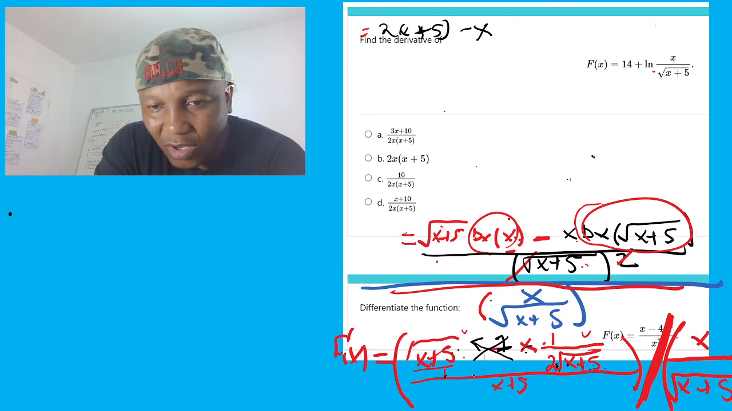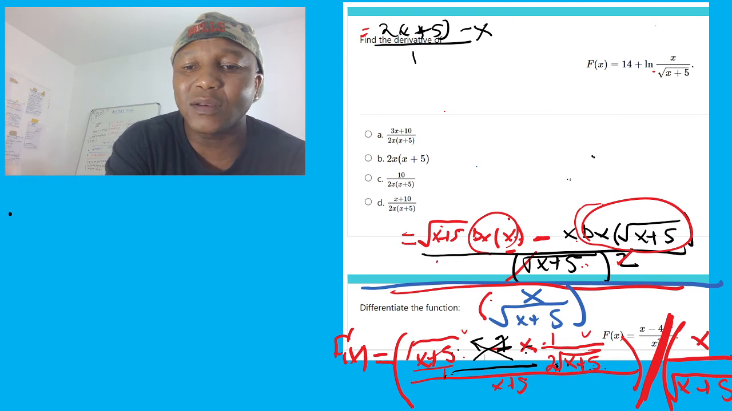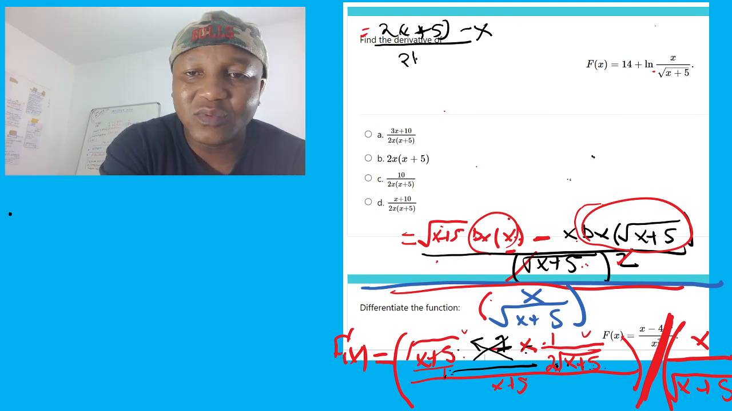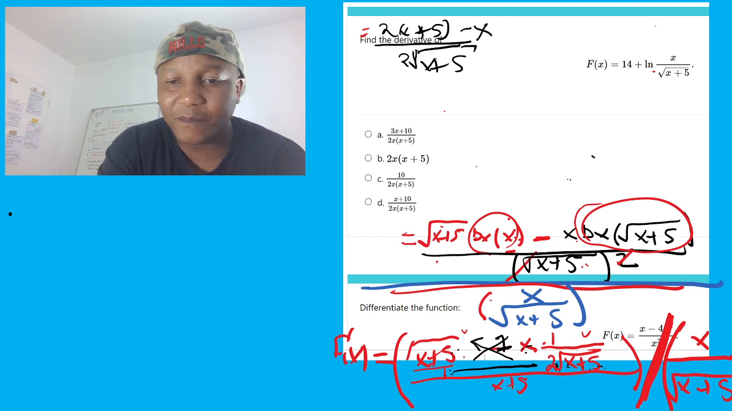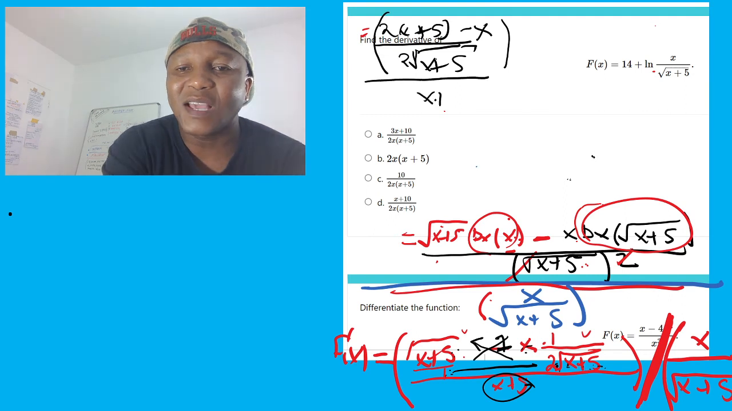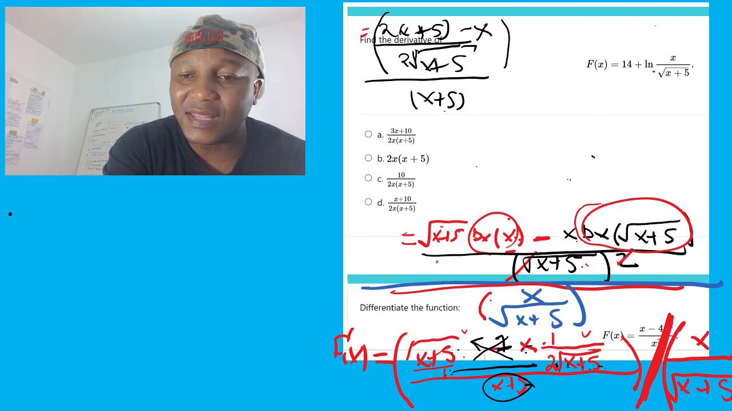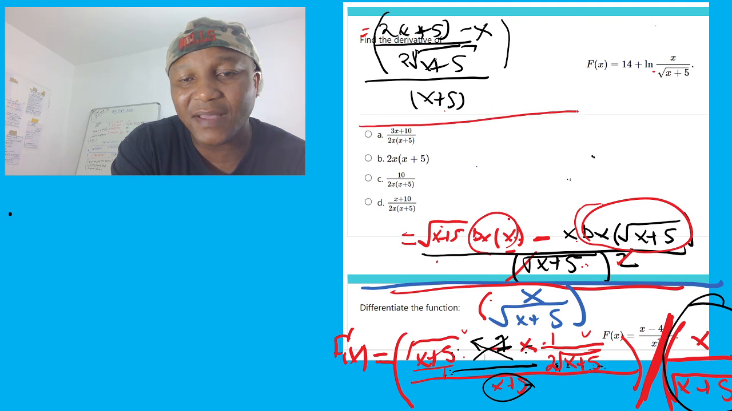Okay, and then all of this, we multiply by 2 now. 1 times 2 square root, so we're going to say over 1 times there is going to be 2 square root of x plus 5. Okay, and all of this stuff we divide by x plus 5. And then remember we have to divide by this one, so we divide by x square root of x plus 5.